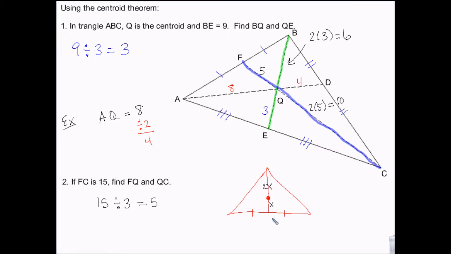Does that help? I do understand that, but how come you didn't divide the 8 by 3? Because the 8 was only this part, the 2x. So to find x, I would divide by 2. You divide by 3 if you're given the whole length, like we were here. You would divide by 2 if you're just given this part. And then if I'm given this part right here, to find that part, I would multiply by 2.